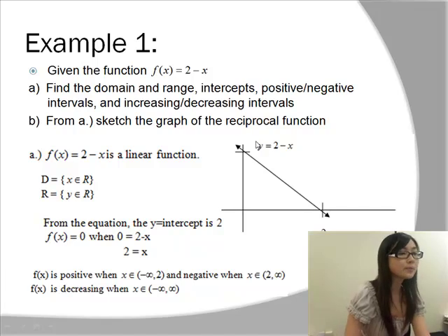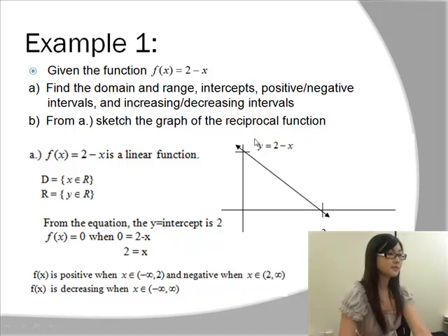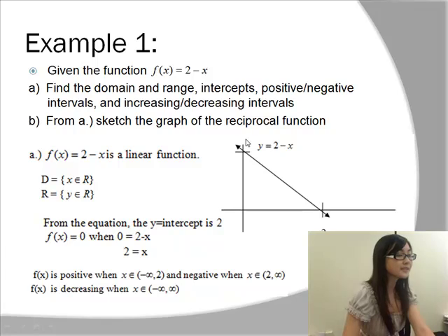So let's look at example 1 from your learning resources. Given the function f of x equals 2 minus x, we have to find the domain, range, intercepts, positive and negative intervals, and increasing and decreasing intervals. And B, we have to sketch the graph of the reciprocal function.